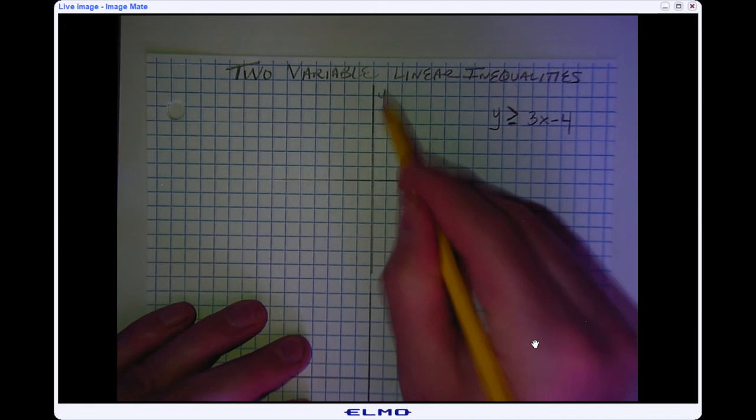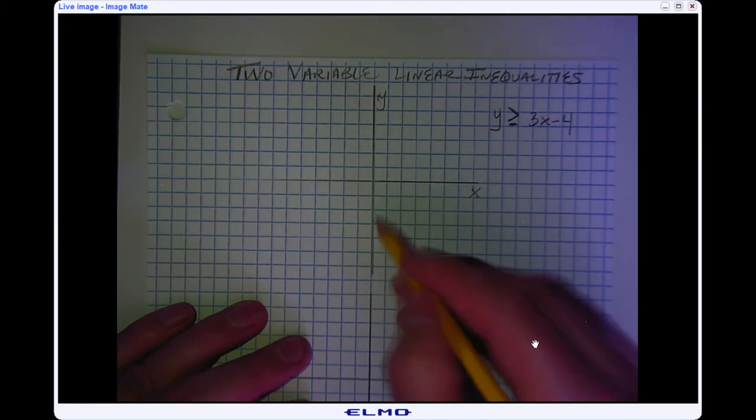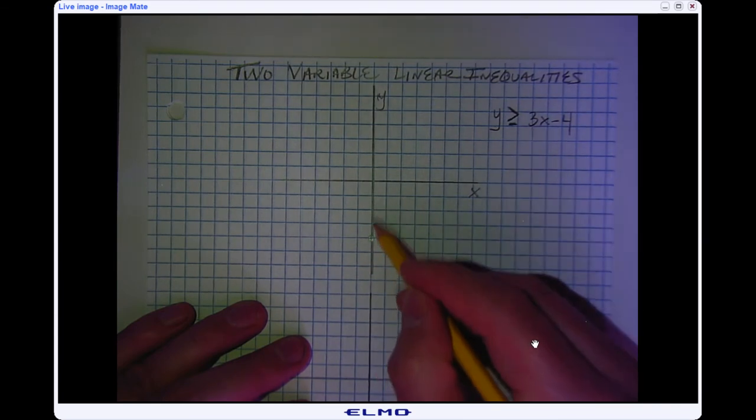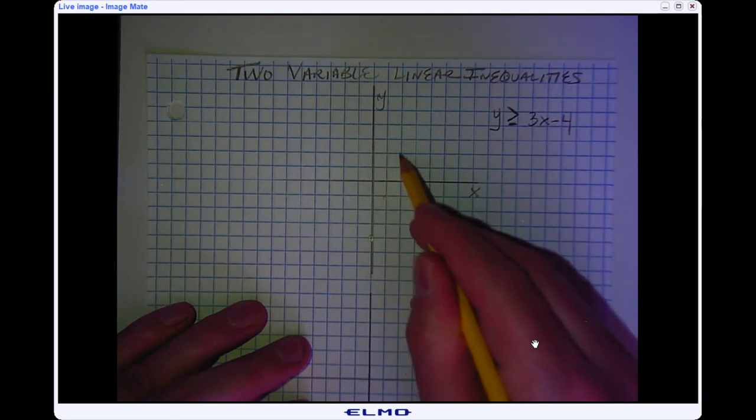So I'm going to go ahead and graph my y-intercept first, which is at -4. And then my slope is 3, so I'm going to go up 3, 1, 2, 3, and over 1, up 3, 1, 2, 3, and over 1.